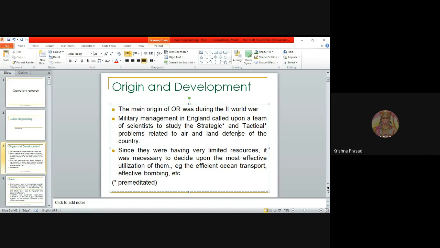It was necessary to decide upon the most effective utilization of them. Okay, now let us try to talk about two things. Effective means, for example, if any one particular air fighter jet were going to be hit by some missiles, definitely it is not only thousands which is going to be wasted, but also a well-trained pilot is going to be dead.